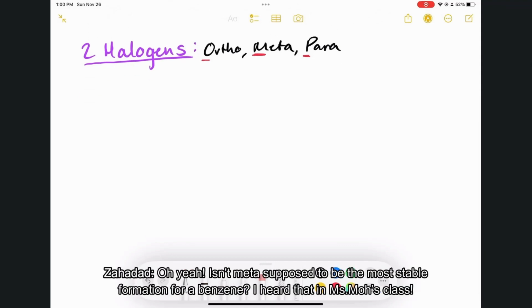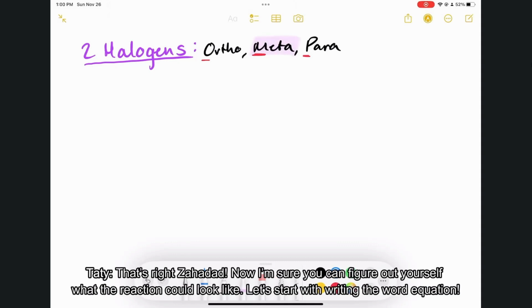Oh yeah, isn't meta supposed to be the most stable formation for a benzene? I heard that in Miss Mo's class. That's right, Jahadad. Now I'm sure you can figure out yourself what the reaction could look like.